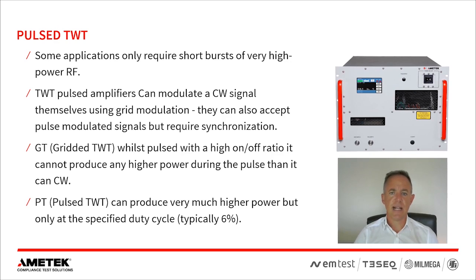If it's run at a higher than specified duty cycle, the TWT components will overload and a failure will occur. This is because the closer the TWT is forced into a CW operation state, the higher the power dissipation requirement becomes, causing the tube to eventually burn out. At the specified duties though, pulsed TWTs can produce power in the kilowatts range and are ideal for EMC immunity and A&D applications.